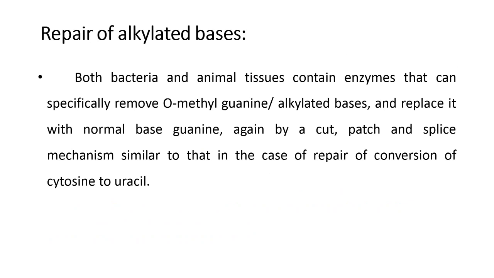Repair of alkylated bases. Both bacterial and animal tissues contain enzymes that can specifically remove O6-methylguanine or other alkylated bases and replace it with the normal base guanine, again by a cut, patch and splice mechanism similar to that in the repair of conversion of cytosine to uracil. Therefore, almost all the repair mechanisms are similar, and they include DNA polymerase I and II involvement for the repair.